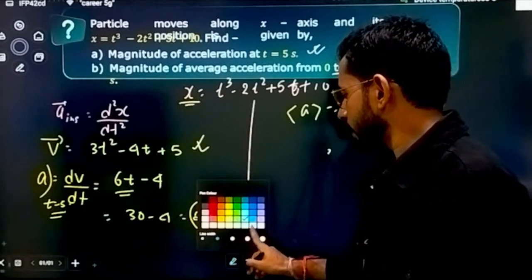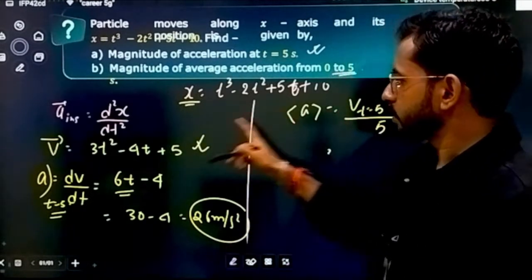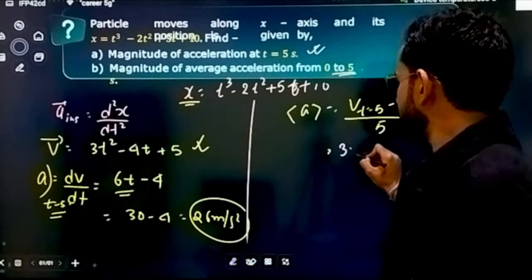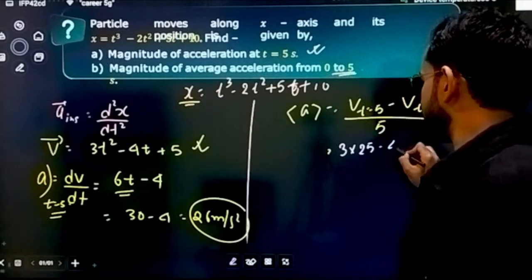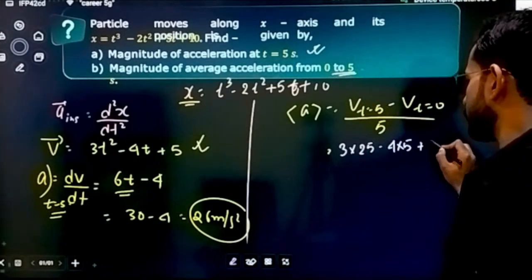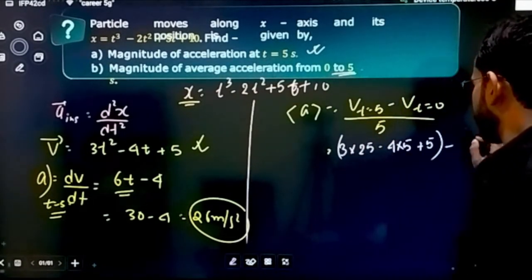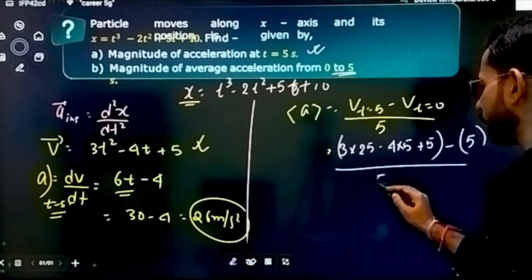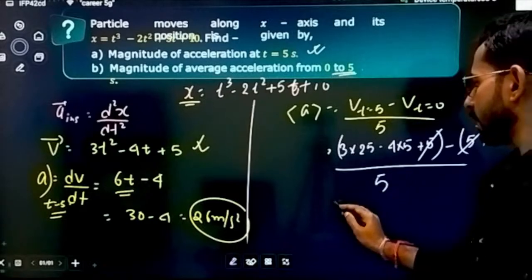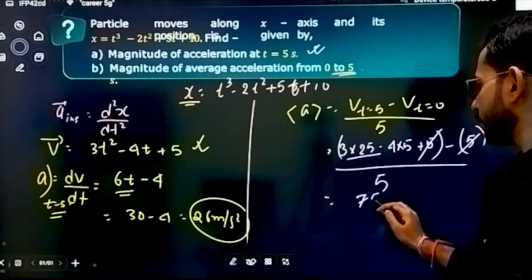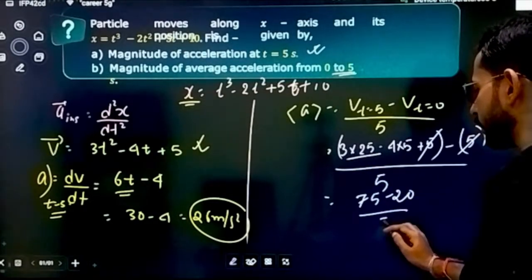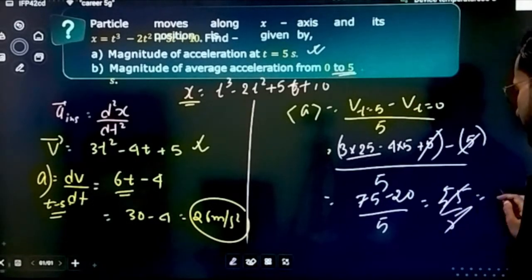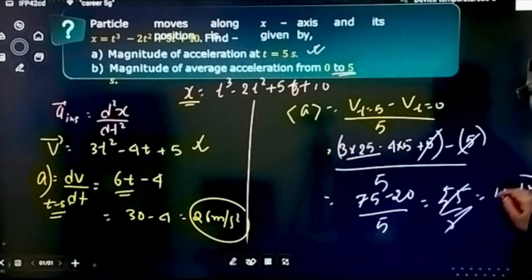Now put the values here. Put t equals 5. When you put t equals 5, it will be coming as what? 3 into 25 minus 4 into 5 plus 5. Now put 0. When you put 0, it will be only 5 divided by 5. This 5 will simply get cancelled, and here it will be 75 minus 20 divided by 5. That means it will become 55 by 5. That means the answer will be 11 meter per second square.